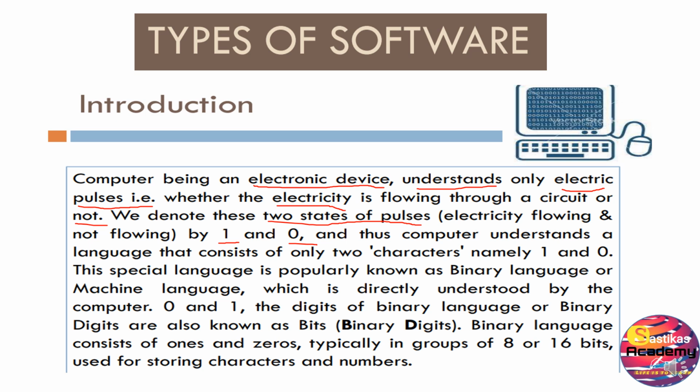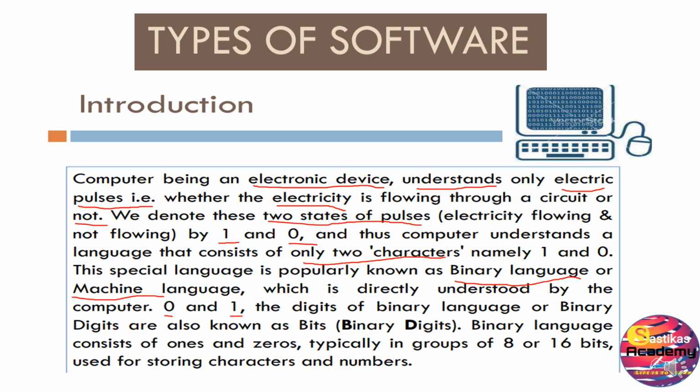Basically these two digits, 1 and 0, are taken in the computers. Only these two characters, namely 1 and 0. This is known as the binary language used in the computer. Binary language is otherwise called machine language. We can call binary language a machine language also.